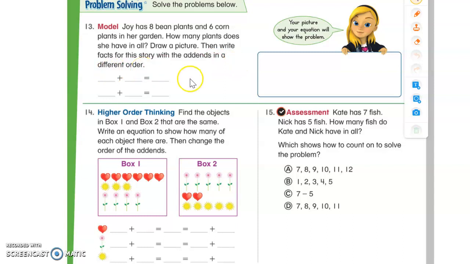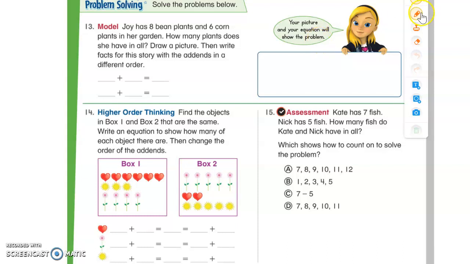So I know that I need to draw a picture to represent the information I was told in the story problem. Then I need to write 2 different equations because I need to put the add-ins in a different order. So our friend over here is giving us a tip, and she says your picture and your equation will show the problem. So I can visualize the problem by drawing my picture.